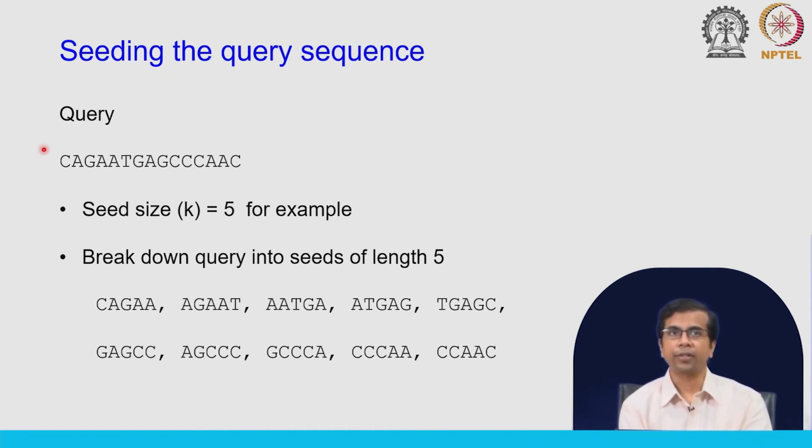How do you do this? You start with the first 5 bases, which gives you the first seed, then you take the next 5, and so on. You can see that you have a sliding window and take 5 bases at a time, and that gives you the seeds. For each seed now we need to generate these neighborhood sequences.